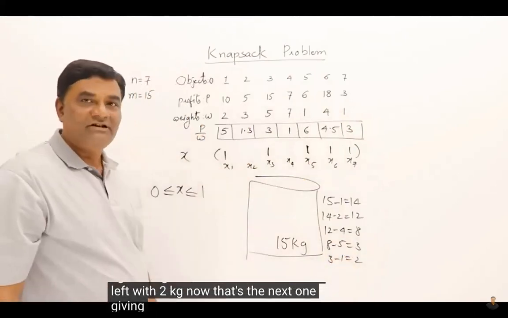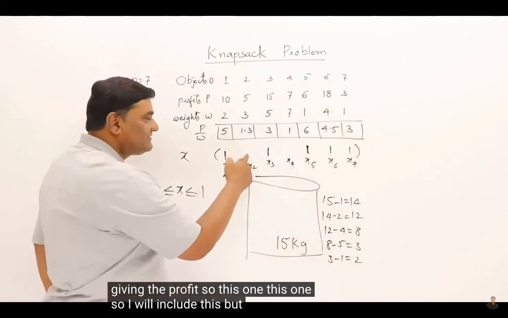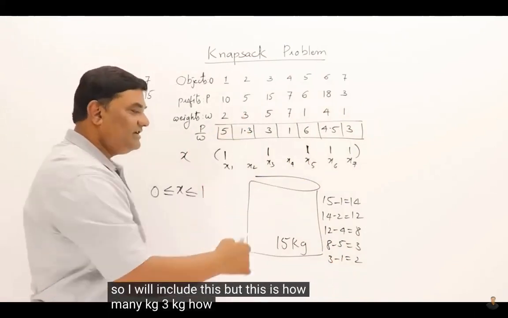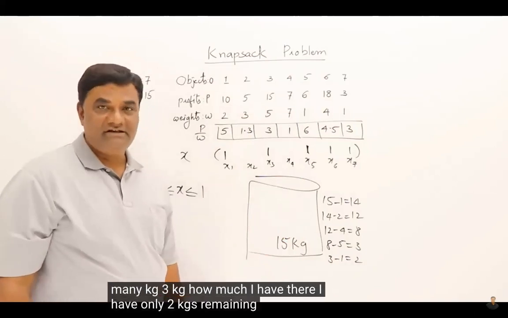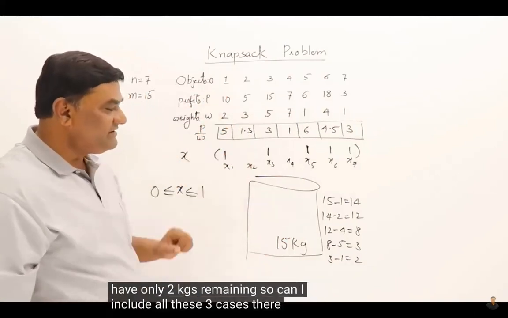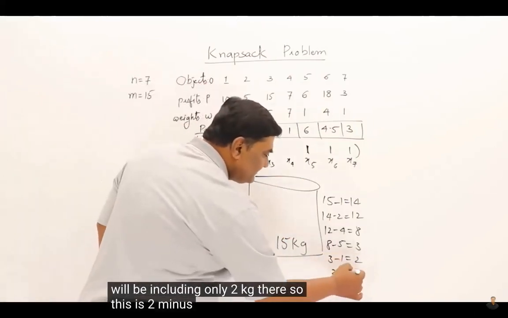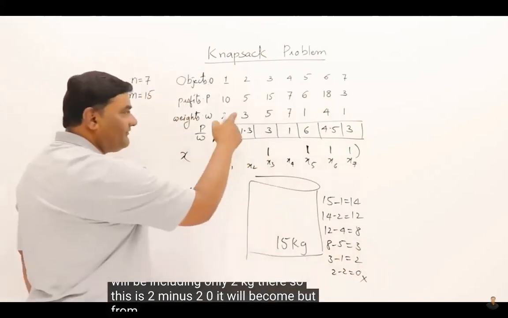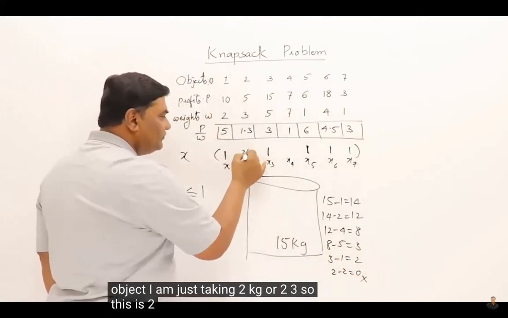Now which is the next one giving the profit? So this one. So I will include this. But this is how many kg? 3 kg. How much I have there? I have only 2 kgs remaining. So can I include all these 3 kgs there? No. I will be including only 2 kg there. So this is 2 minus 2. 0 it will become, but from this one I'm not taking the full object, I'm just taking 2 kg out of 3. So this is 2 by 3.